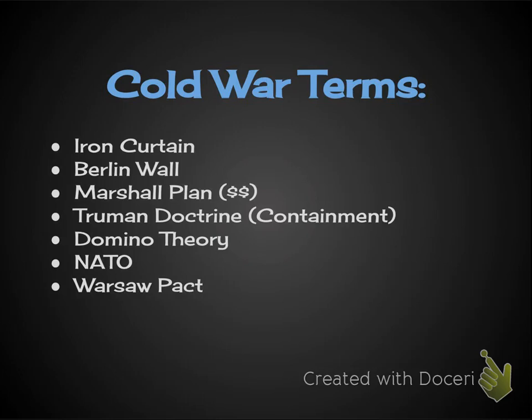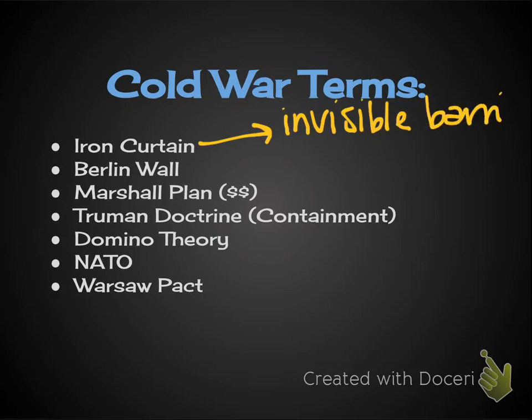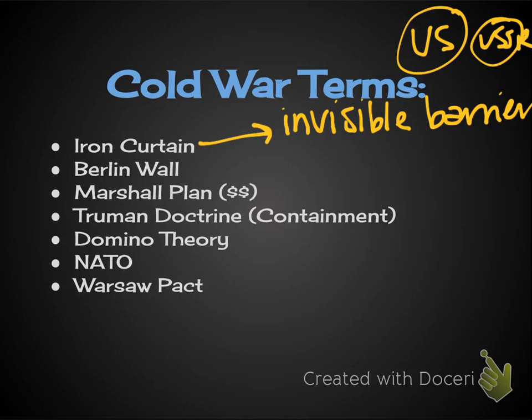We want to know that the Iron Curtain and the Berlin Wall are not the same thing. The Iron Curtain is the invisible barrier, not an actual wall, between those within the U.S. sphere of influence and the Soviet sphere of influence. So that's an invisible line that goes through Eastern Europe, and it's about what side of that line you are on. So that invisible barrier.